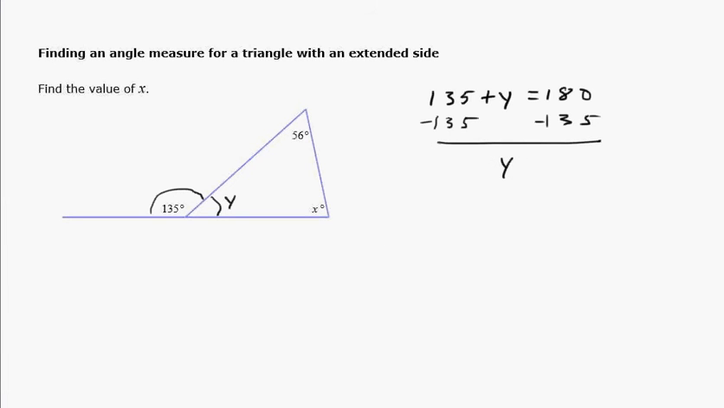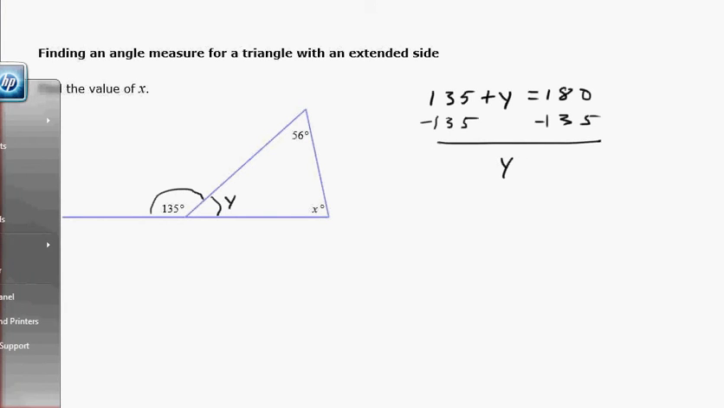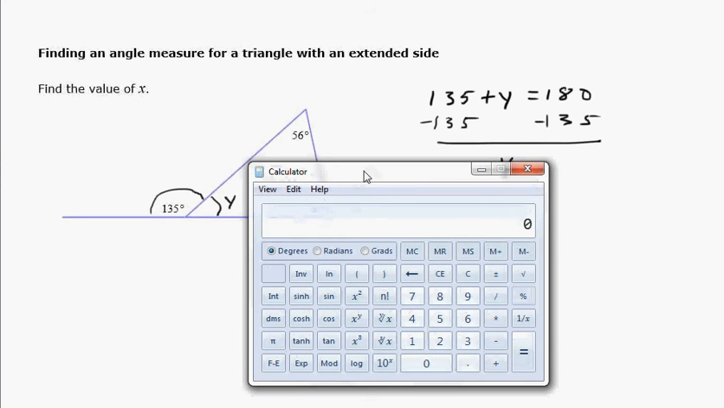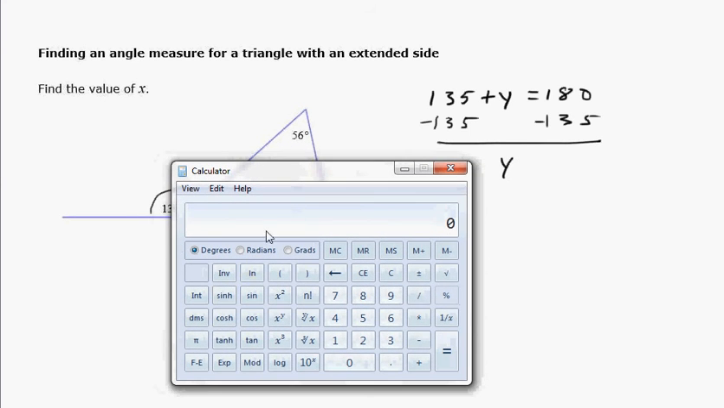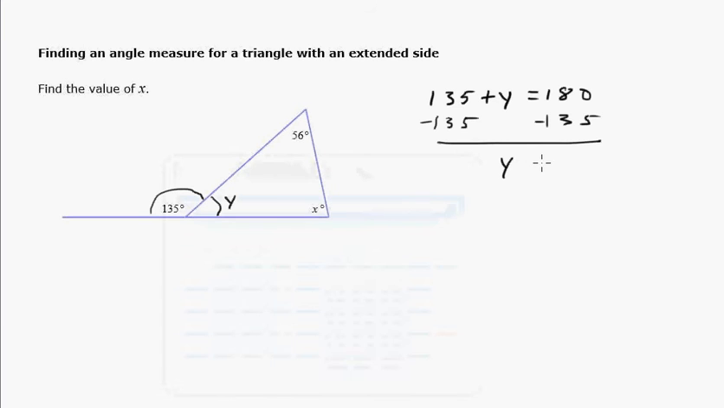Okay, and so I'm going to cheat. Here's how I'm going to do it. I'm going to pull up this thing right here. It's called a calculator. And I go 180 minus 135 equals 45. Okay, so now I know that this angle is 45.